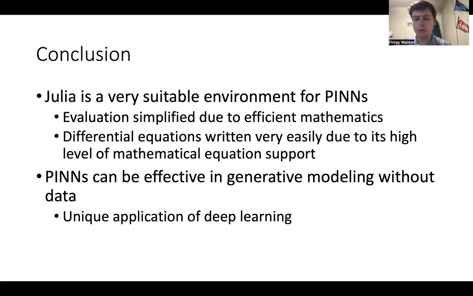And most importantly, the physics-informed neural networks can perform generative modeling without data, something that cannot be said about many applications of generative modeling, deep learning, and machine learning as a whole. So it's a very unique application, in my opinion.